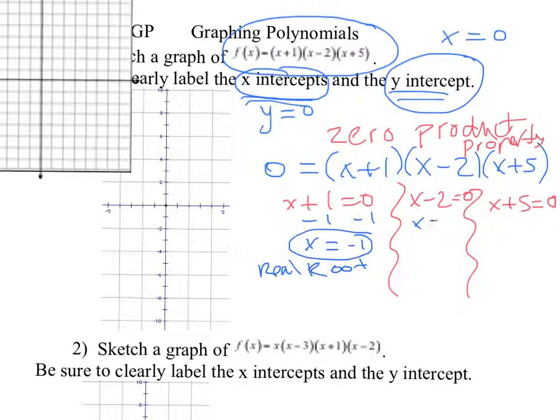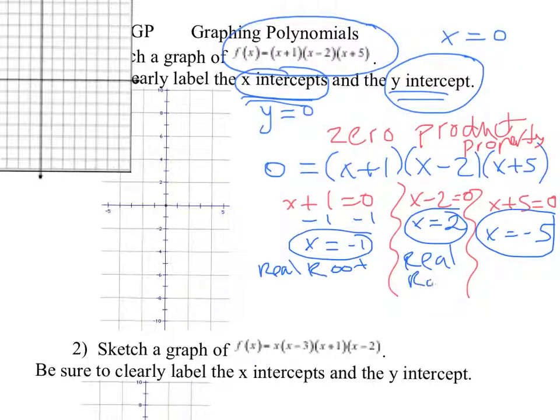And on the second factor, we have x = 2. And here we have x = -5. So we have 3 real roots. Now let's plot these 3 x-intercepts, also called roots, on the x-axis. So we have an intercept at -1.